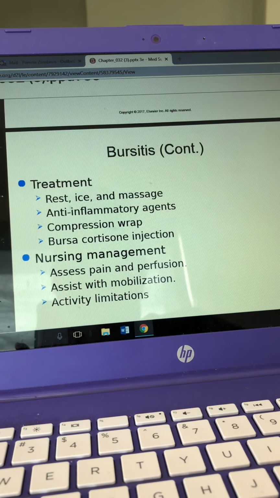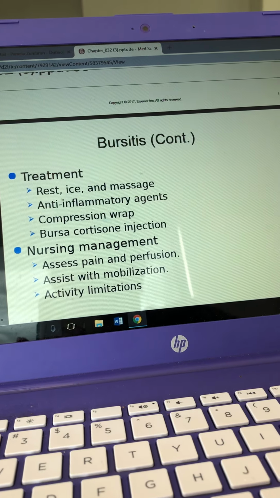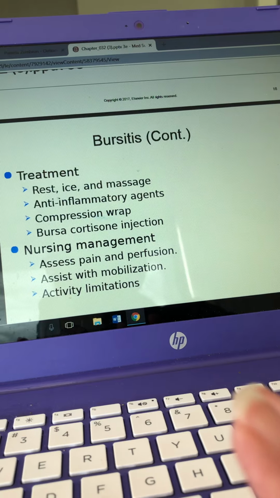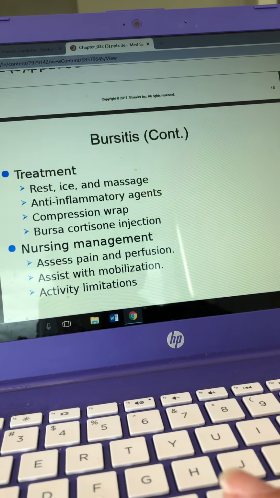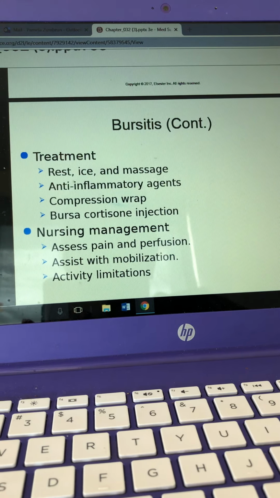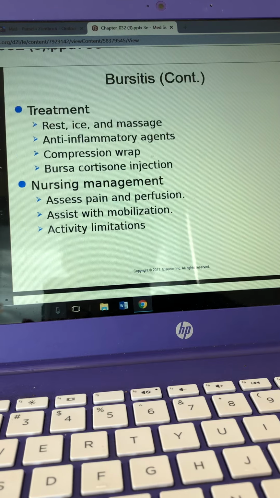They can have some pain, like it says for physical examination. If you're assessing and you are just palpating around the area, you may feel some heat there. You may feel, or they may tell you that they have pain when the area is pressed. They also can have a bursa cortisone injection.